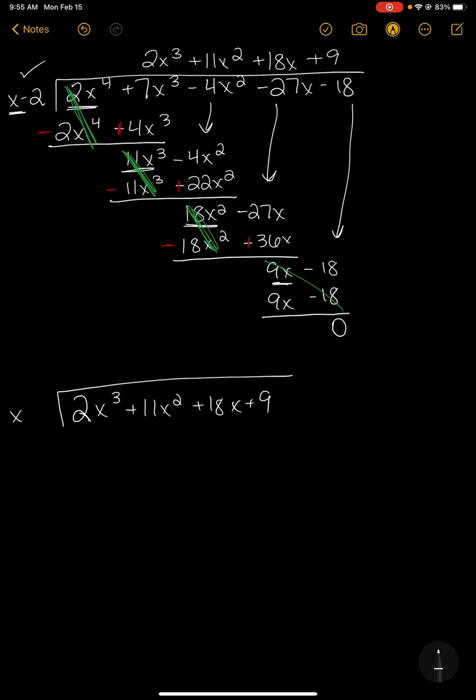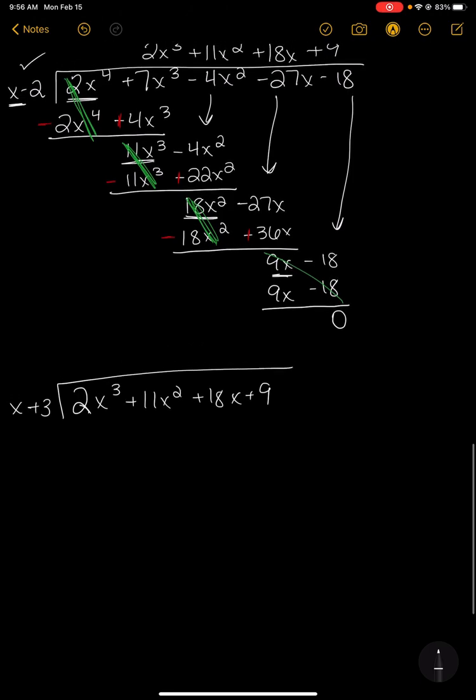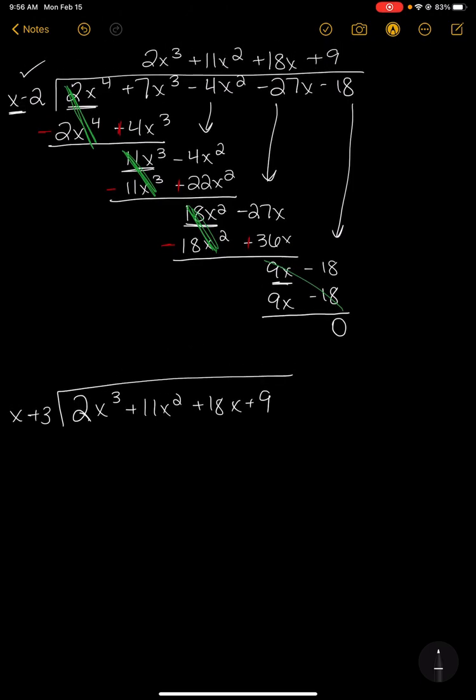And then we are also proving that x plus 3 is a factor. So we'll divide out the same way. Go ahead and pause your video and see if you can divide it out. And I'm going to go ahead and work through it. So x times what gives me 2x cubed? That would be a 2x squared. 2x squared times x gives me 2x cubed. 2x squared times 3 gives me a 6x squared.